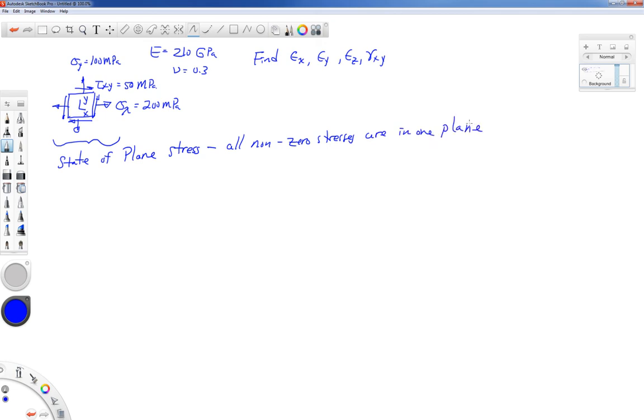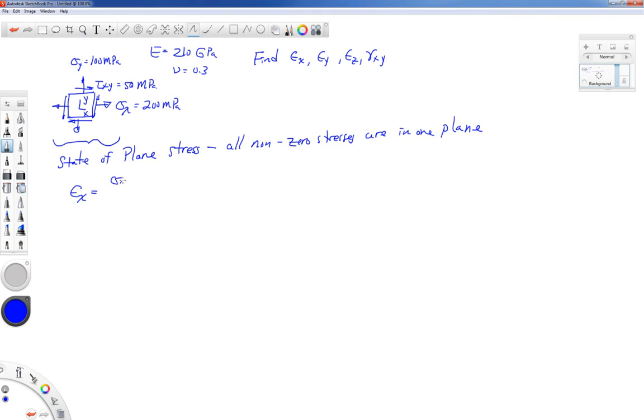Most books usually make this the x and y plane, but it can be x and z or y and z, whichever plane it is. That's the plane where you have the non-zero stress components. So if we want to use 3D Hooke's law to find the strains, let's just write down the equation first.